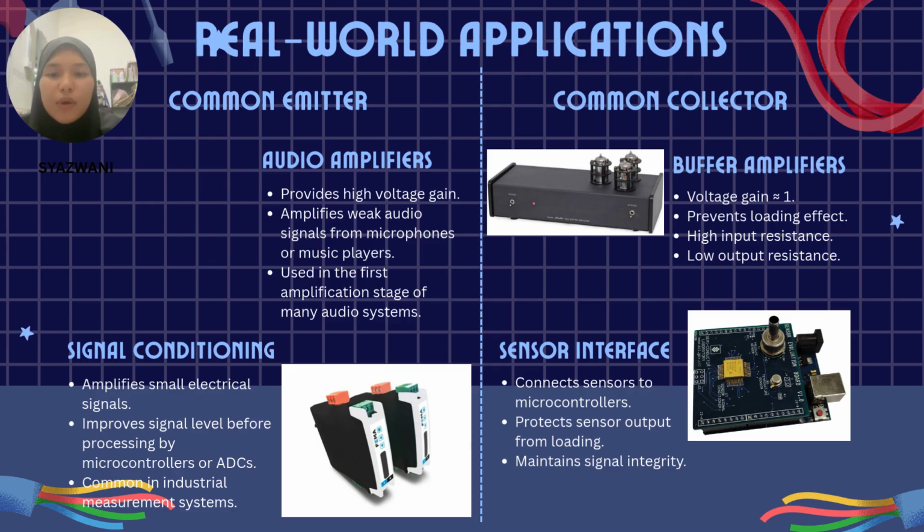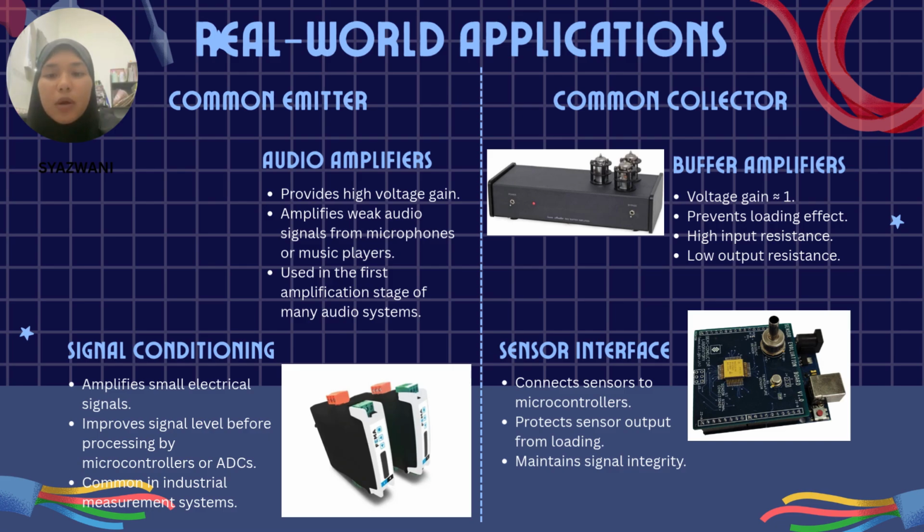The common emitter configuration is widely used in audio amplifiers because it provides high voltage gain. It increases weak audio signals so they can be processed or amplified further before driving a speaker. Second, signal conditioning circuit. Signal conditioning circuits often use the common emitter configuration to amplify weak sensor signals before they are processed by electronic systems. This improves measurement accuracy. So next, for common collector, first, buffer amplifier.